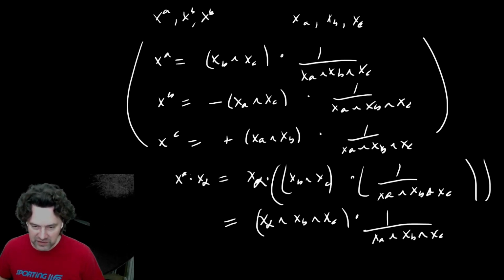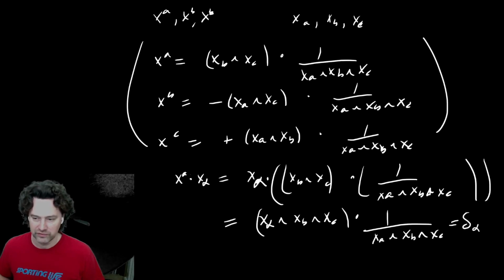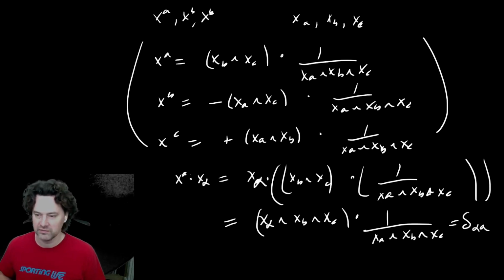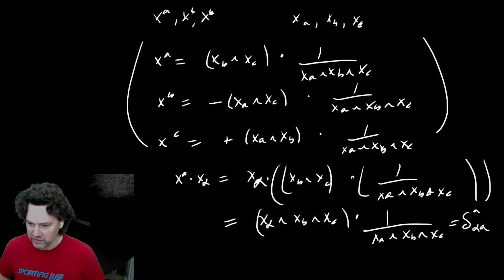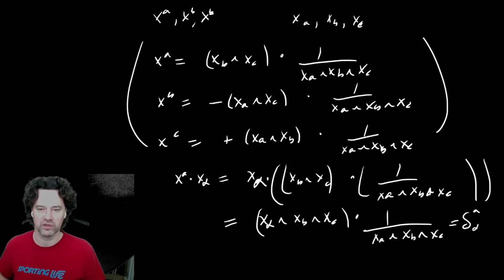So if alpha equals any of b or c, then this first term is 0. So only if alpha equals a do we get a trivector dotted with its inverse, which is 1. So we see that this equals delta alpha a. I guess we could put our a's upstairs. So that's why this works.